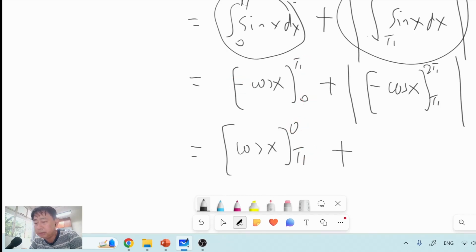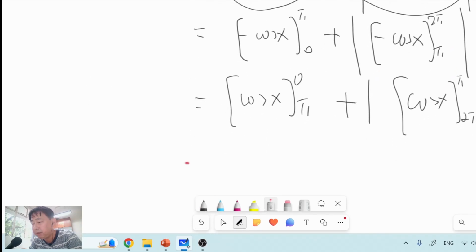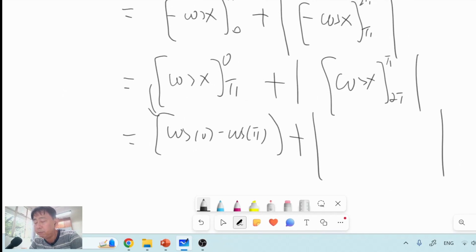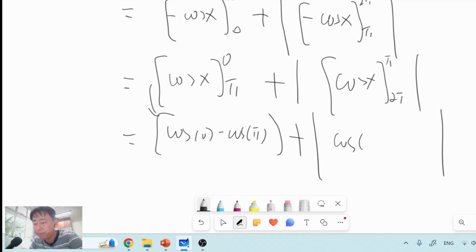And likewise, this is the same. I have cos of x evaluated between pi and 2 pi. So here I again throw away the minus sign by exchanging the positions of the lower limit and the upper limit. And what I have here is cos of 0 minus cos of pi. That gives me this term, whereas the other term sitting inside the absolute value bracket is this. And what is this? This is again cos of pi minus cos of 2 pi.